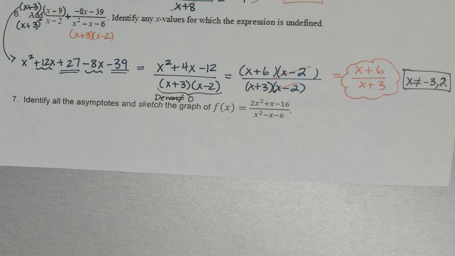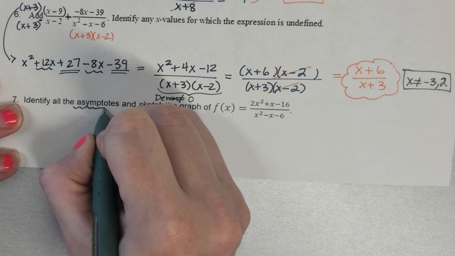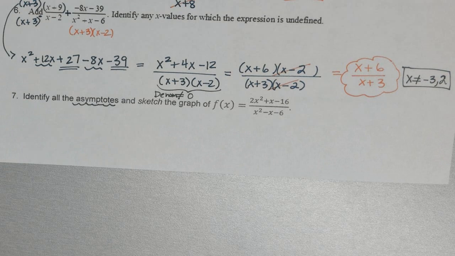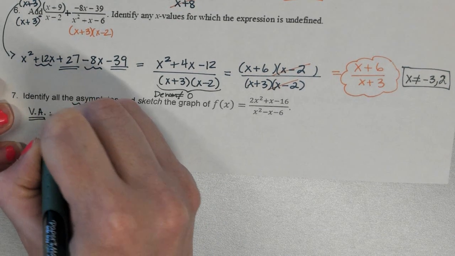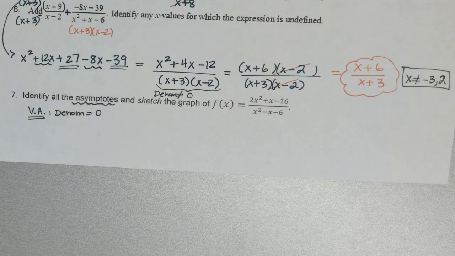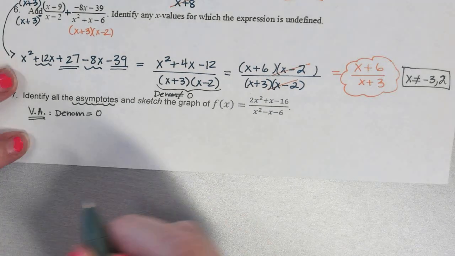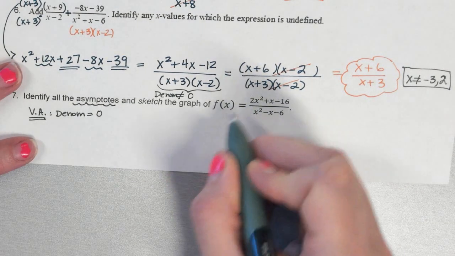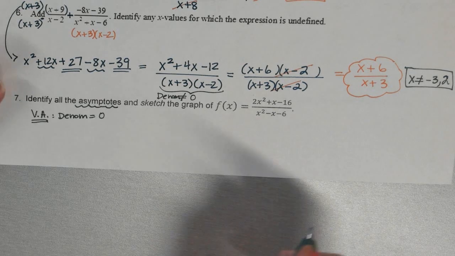Okay, for number 7, this is one of the ones I got the most questions about with the asymptotes. This was in lesson 5.4. When you are finding the vertical asymptotes, all you have to do is set the denominator equal to 0 and solve for x. You don't have to worry about doing that with the numerator. The numerator set equal to 0, when you solve that, would give the x-intercepts.